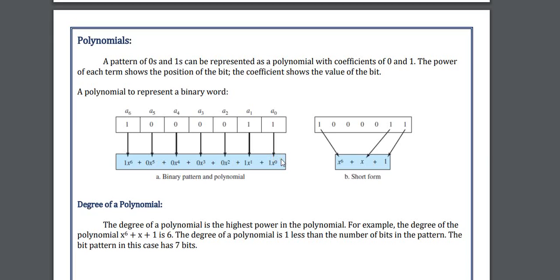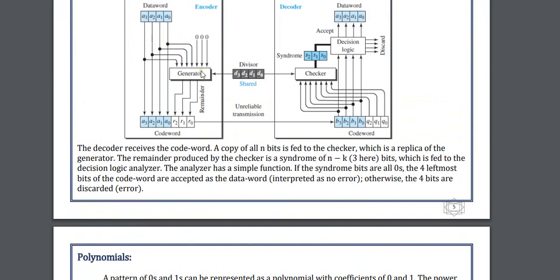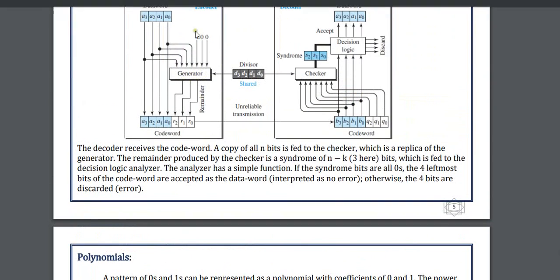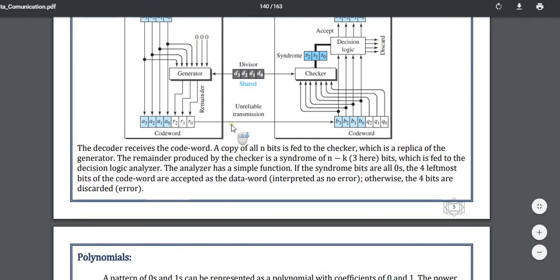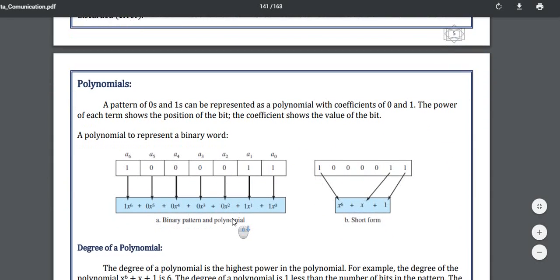Sometimes polynomial functions are used in CRC. The polynomial functions are used to generate the generator. By this generator, we can add the number of zeros and ones by this polynomial function. So the polynomial is connected with the CRC section.